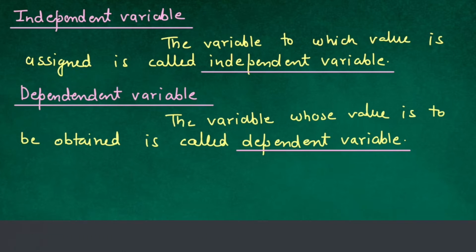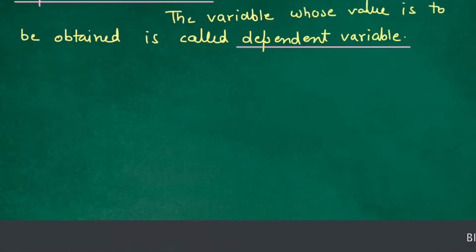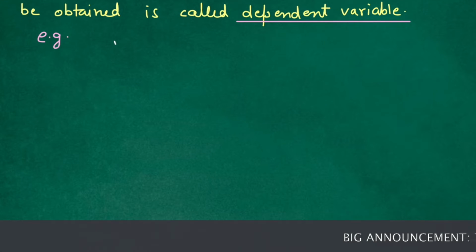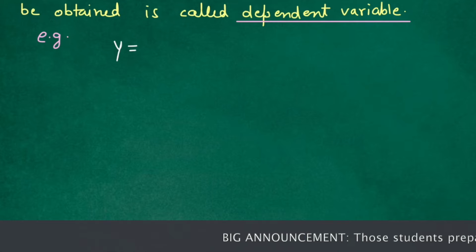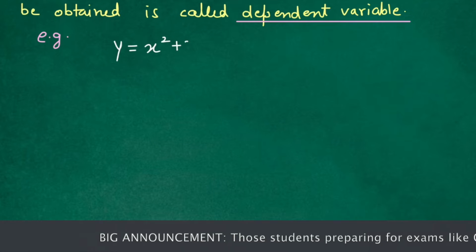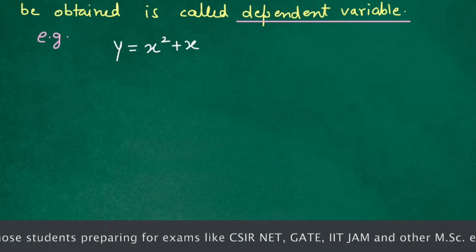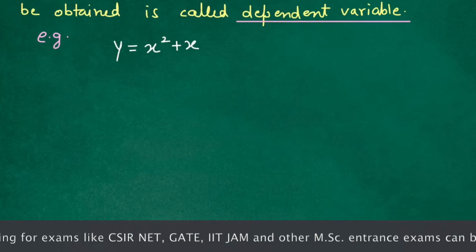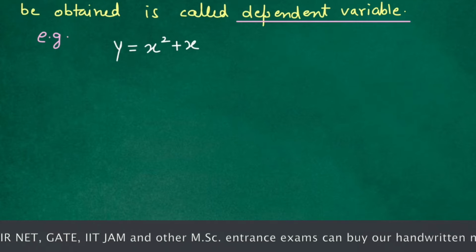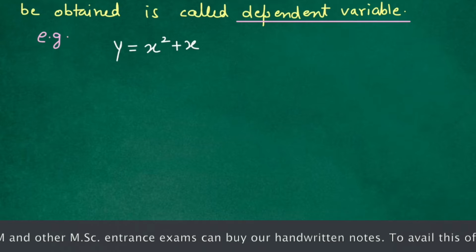To learn this definition better, let's see some examples. Suppose we have a function y equals x square plus x. Here in this equation, when we plug in the value of x, we get the value of y. So x is the independent variable and y is the dependent variable.